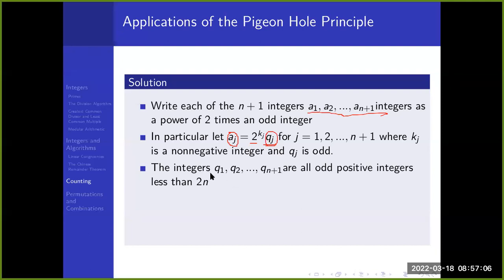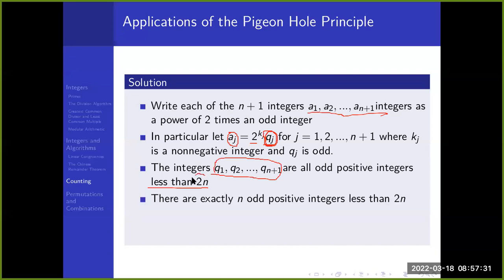So here we have a total of n plus 1 odd numbers, because we have n plus 1 integers here. Each of them will correspond to some odd positive integer. So we end up with a list of n plus 1 odd positive integers, which are all less than 2n. So let's see how this works. Now, if you have a list of integers that are less than 2n, then the total number of distinct odd positive integers you can have is n, right?